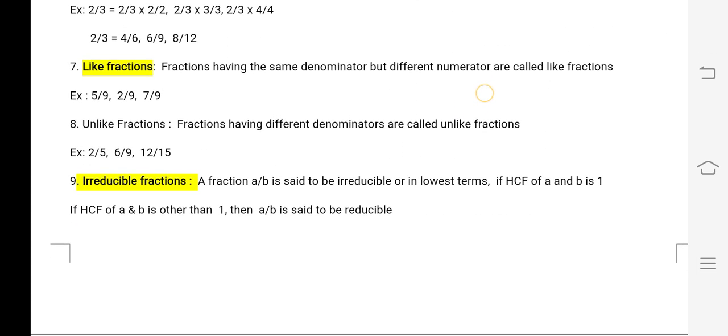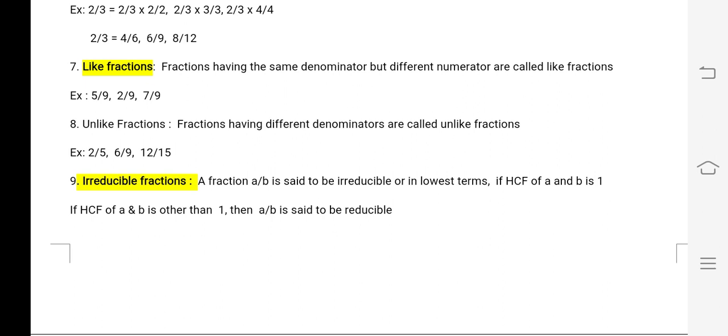Moving on with like fractions. Like fractions are fractions having the same denominator. If 2 or 3 fractions are given and all have the same denominator, for example 5 by 9, 2 by 9, 7 by 9, 3 by 9, all these fractions have denominator 9. Fractions having the same denominator but different numerators are called like fractions.